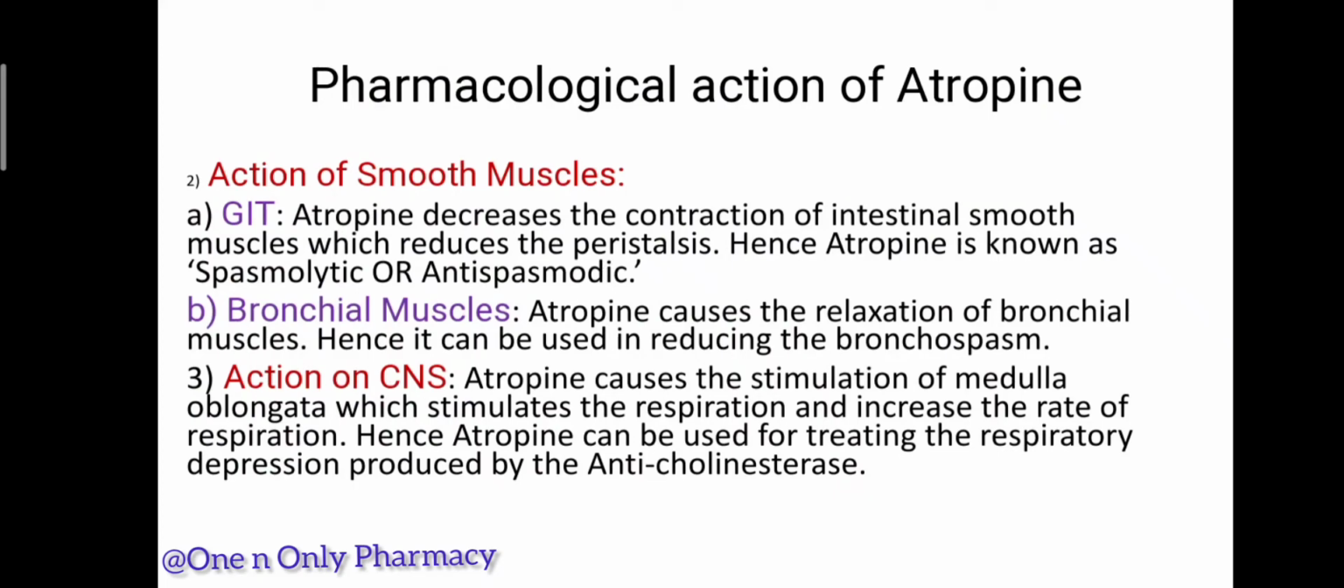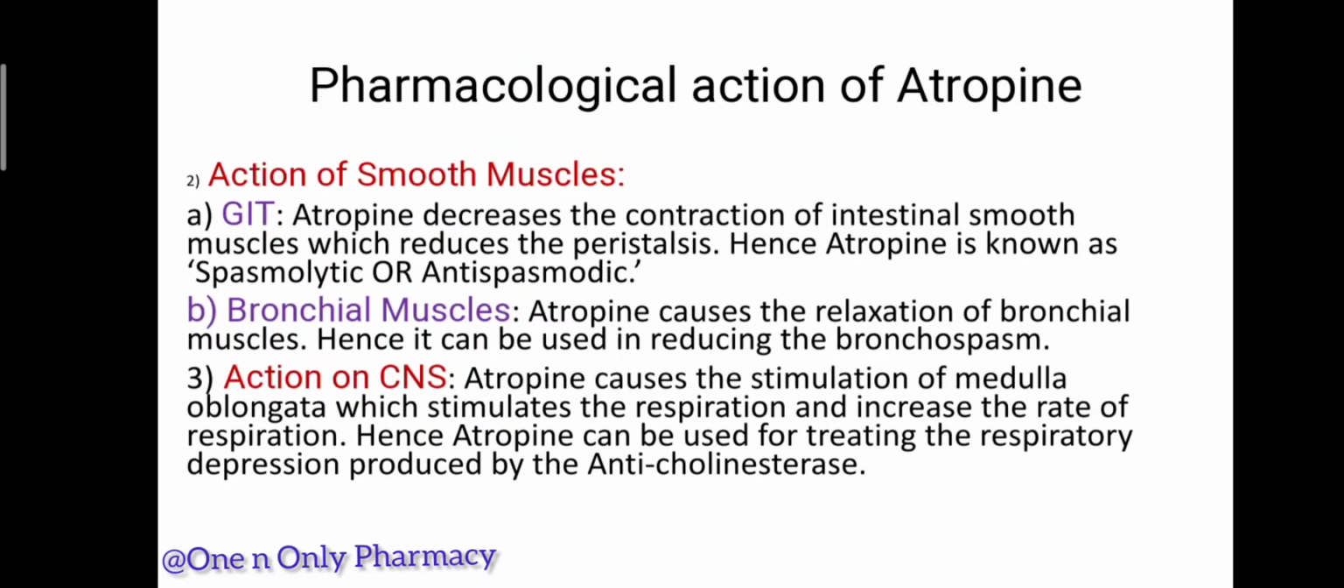Second, action on smooth muscles. First, the GIT. Atropine decreases the contraction of intestinal smooth muscles, which reduces peristalsis. Hence atropine is known as a spasmolytic or antispasmodic. Second, bronchial muscle. Atropine causes relaxation of bronchial muscles, hence it can be used in reducing bronchospasm. Spasm means contraction.